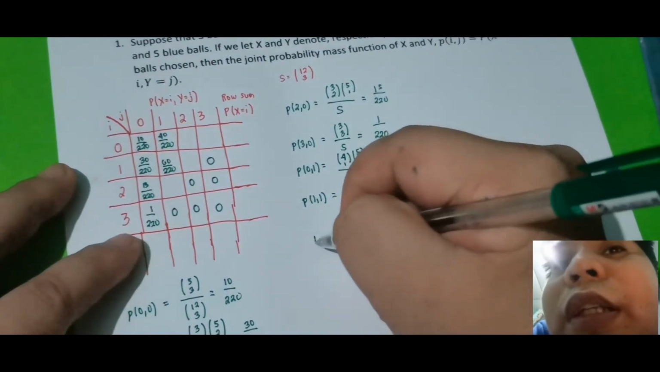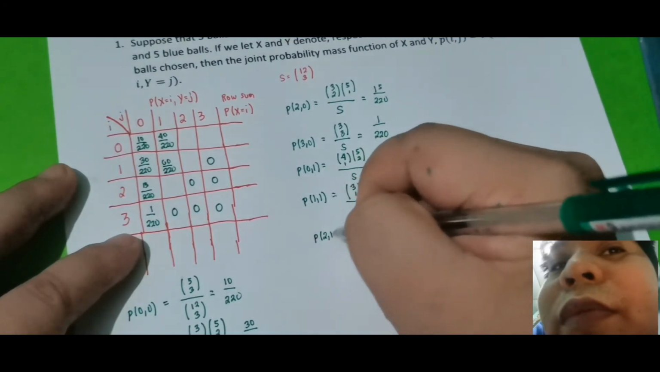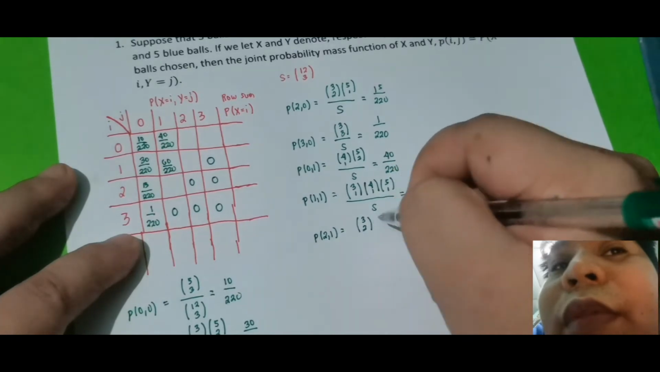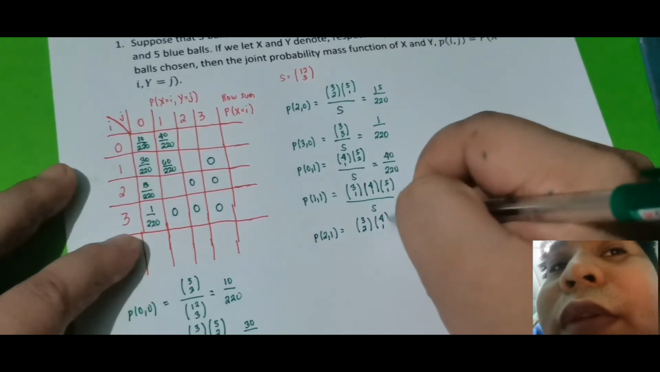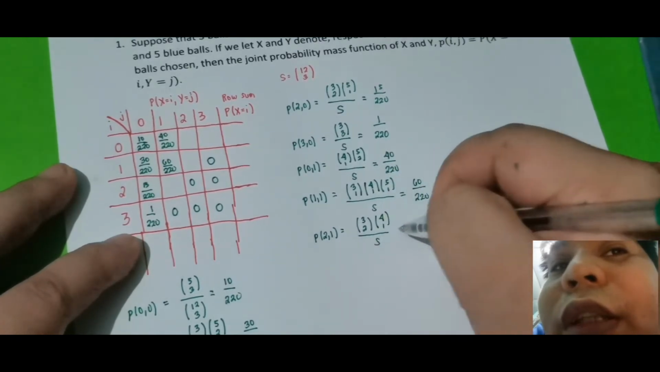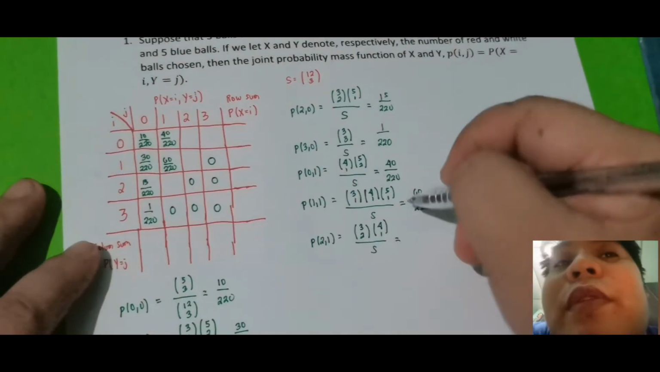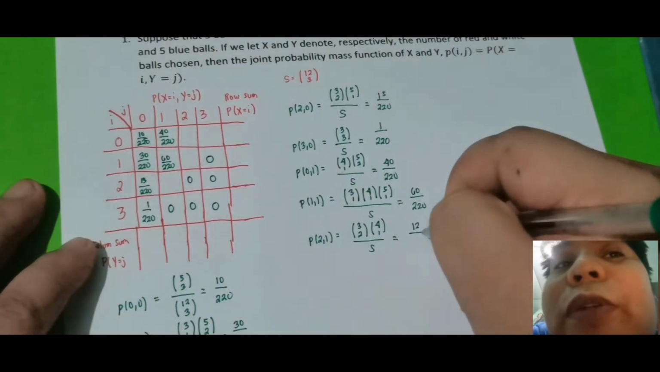Okay, next is the probability of (2, 1). This is of course two red, so 3 taken 2, then 4 taken 1, then all over S, or 220. So that is (2, 1). How much is that? 12 over 220. This is 12 over 220.